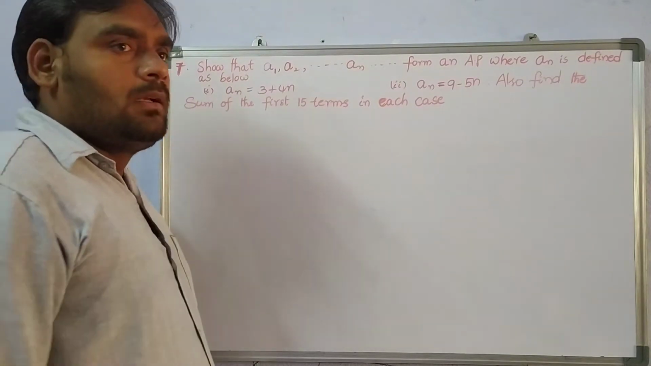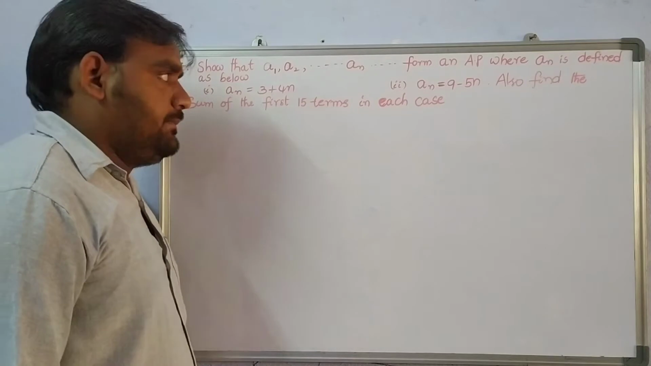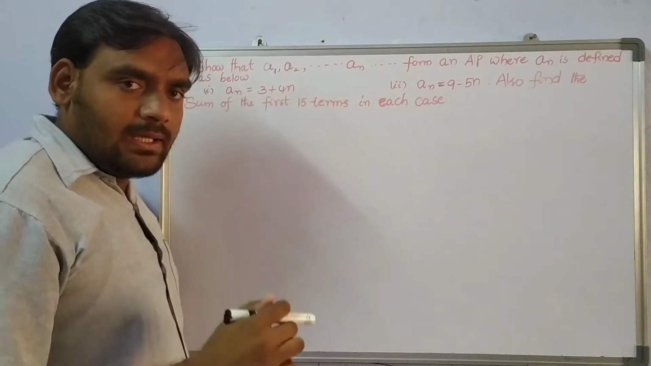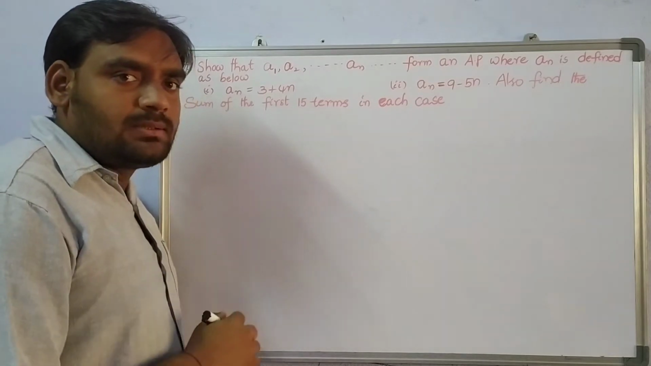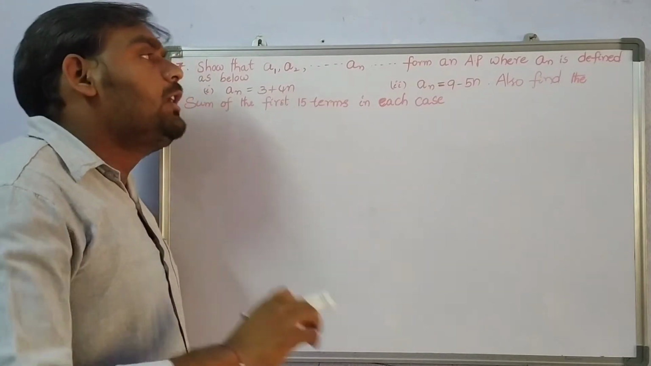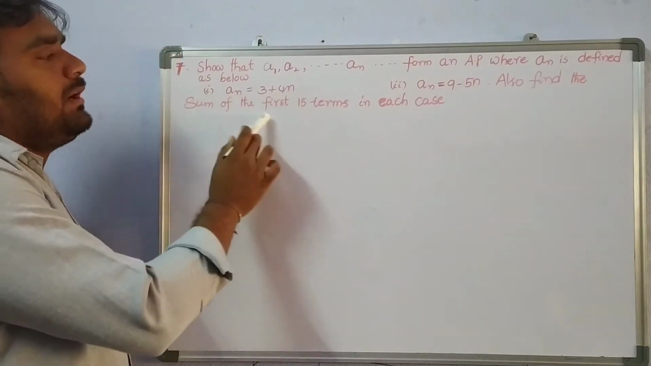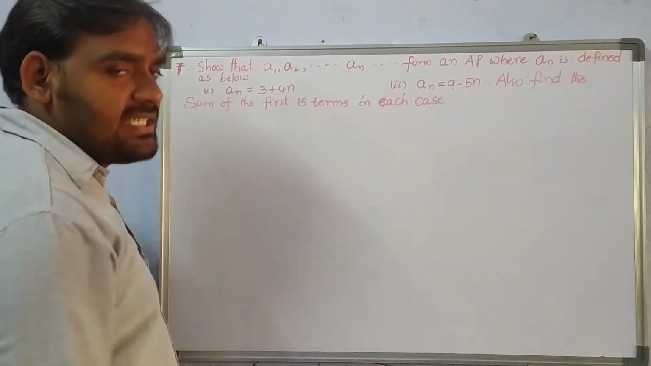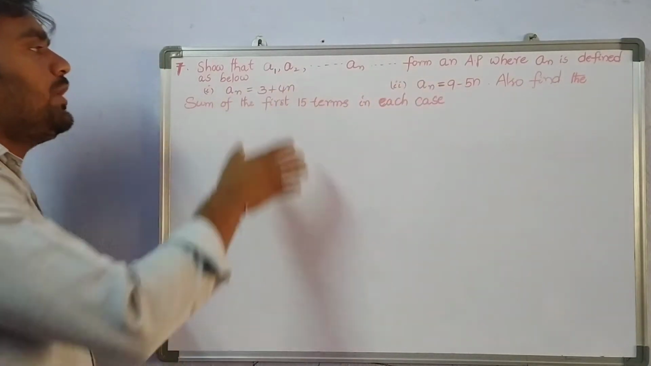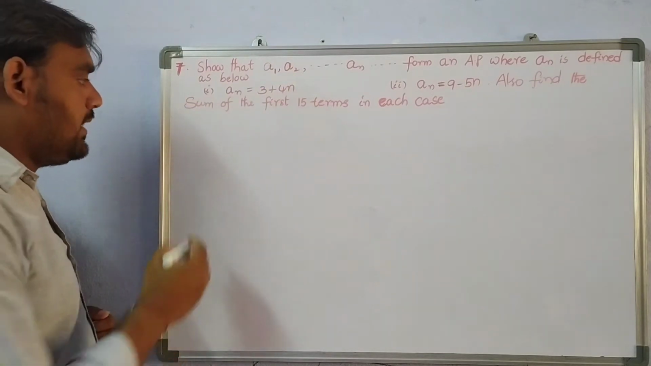See here. They gave An is equal to 3 plus 4n. Then we need to find A1, A2 and so on An. So we need to check whether all those numbers are in arithmetic progression or not. If those are in arithmetic progression, we need to find the sum of the first 15 terms in each case. So this is the first one, this is the second one. Here I am going to take the first one, that is An is equal to 3 plus 4n.